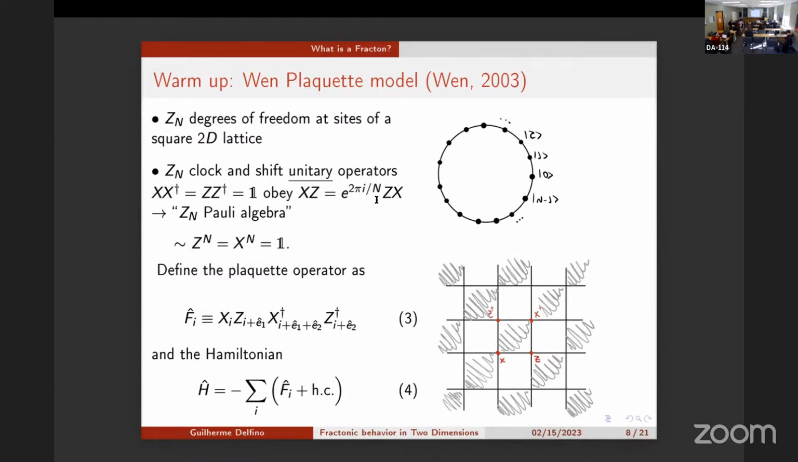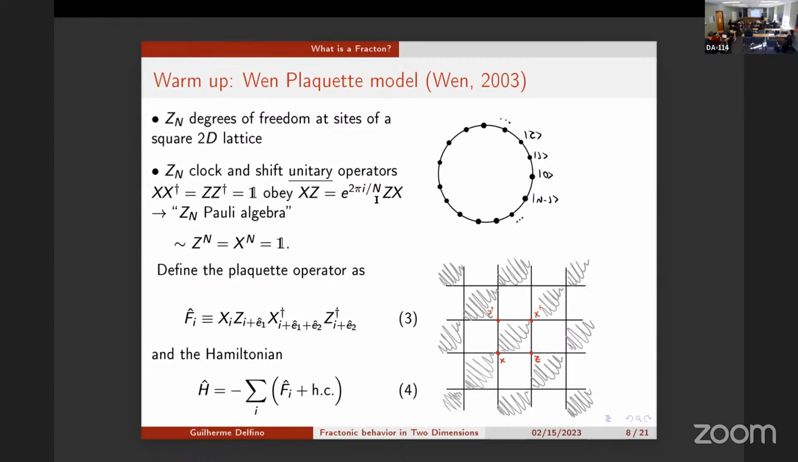Okay. Perfect. As a warm up, before going to the model that I want to present to you, let's talk about a simpler model that is well known from the literature. It was proposed by Xiao-Gang Wen in 2003, and it's known as the Wen plaquette model. It will be very useful because a lot of things that you're going to see here will repeat again in the two-dimensional model that I want to present to you.